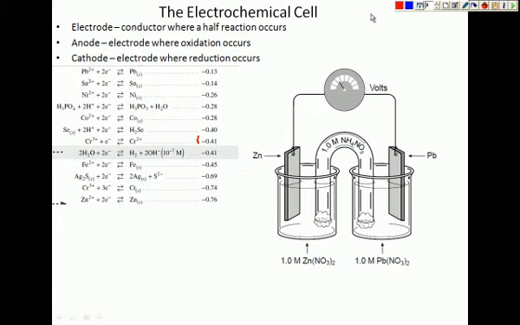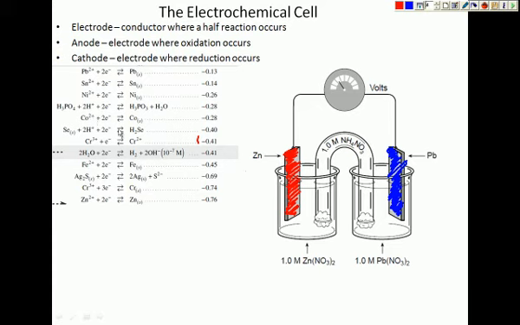So here there are two electrodes. Here is one electrode. Okay, I'm just going to color it red. So here's one of the electrodes, and here is the other electrode. I'm going to color it blue. Now these are the sites, or the places, where a half reaction is happening. So how do you tell which half reaction is happening?